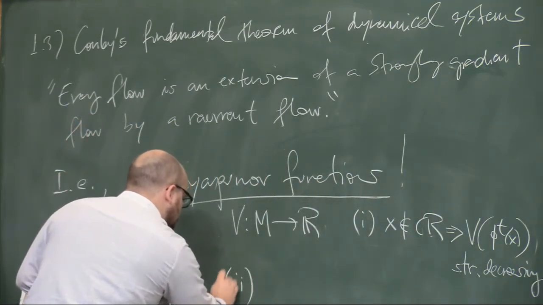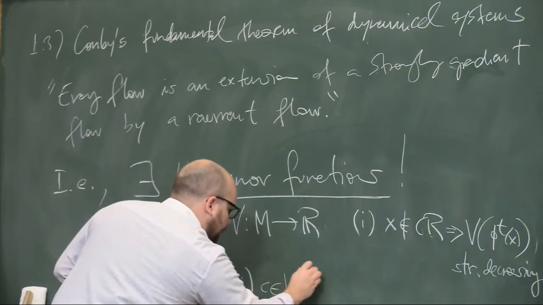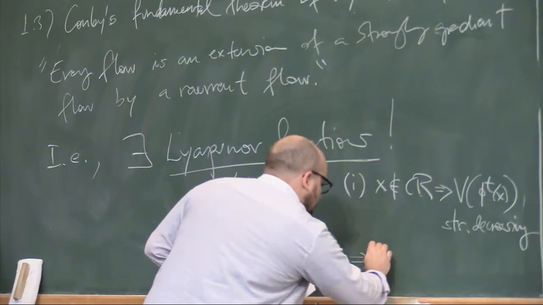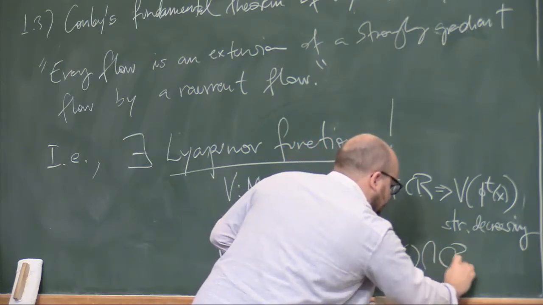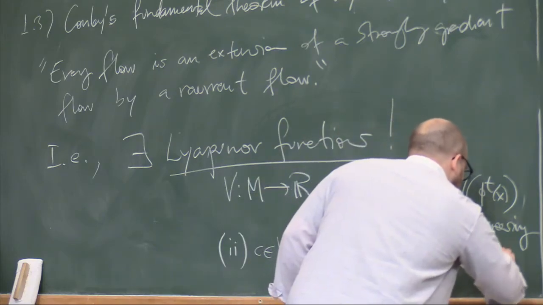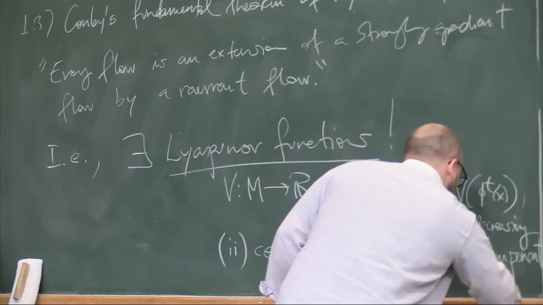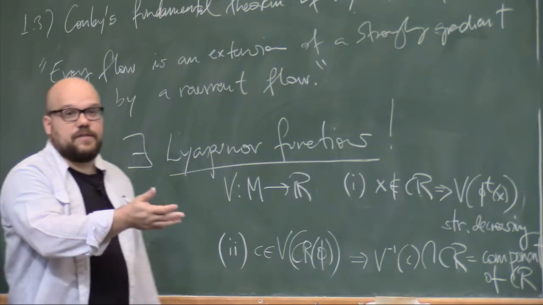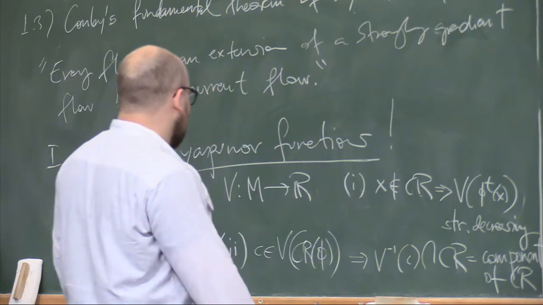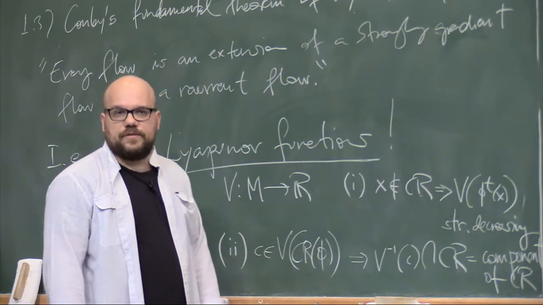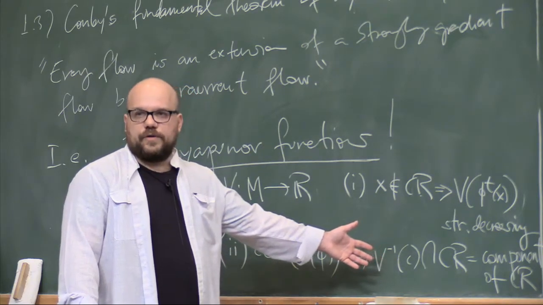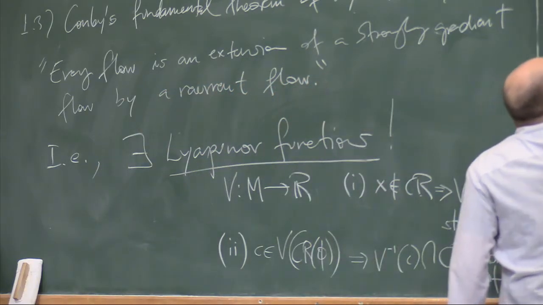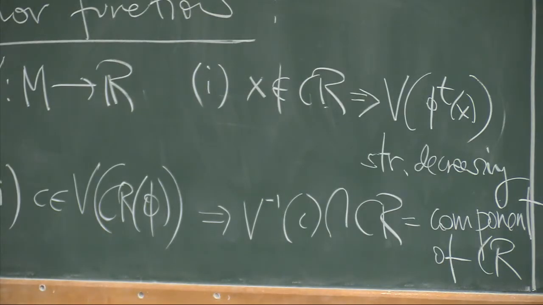And two, if you have a value C taken on the chain recurrent set, then V^{-1}(C) intersected with the chain recurrent set is a component of the chain recurrent set, a chain component. Okay, so in the case of a Morse function, the chain recurrent sets are critical points. Everywhere else, the function is constant on components of the chain recurrent set, and otherwise it decreases strictly along trajectories. So this opens the possibility of having Morse inequalities and doing some Morse theory for flows.